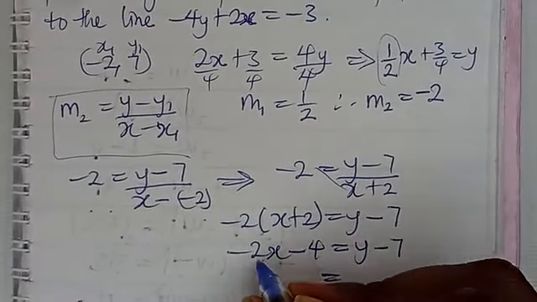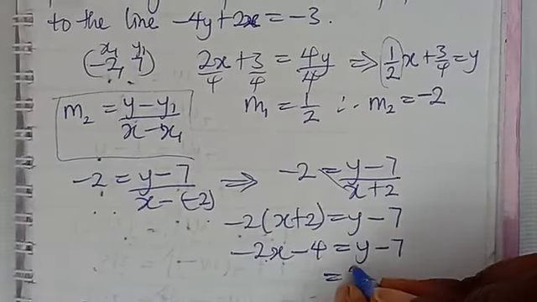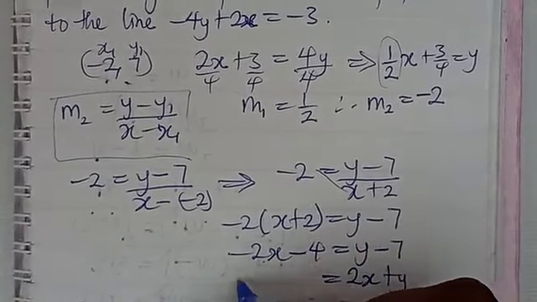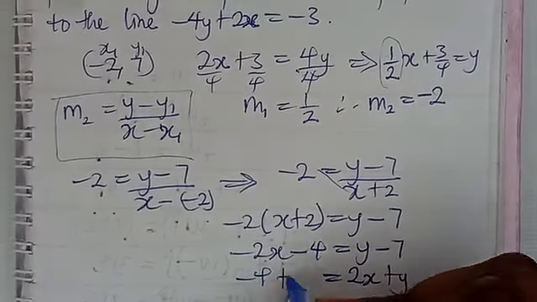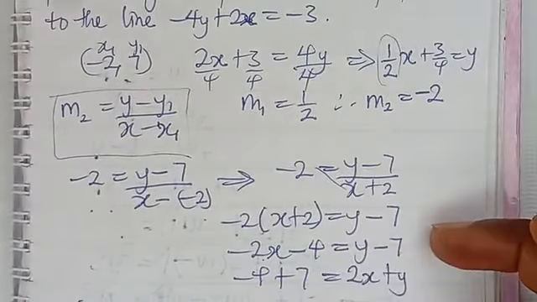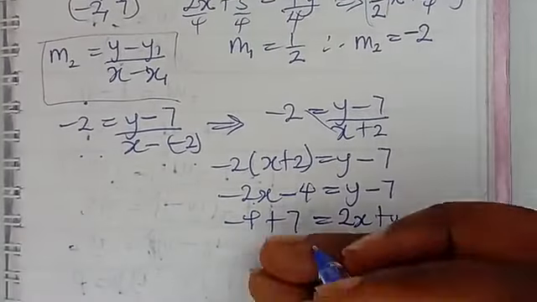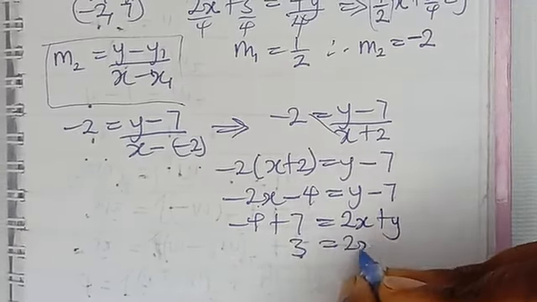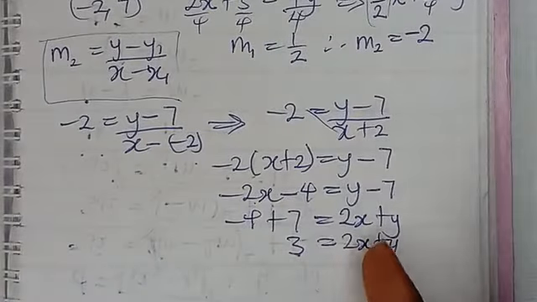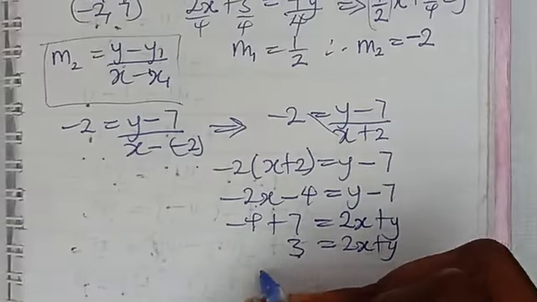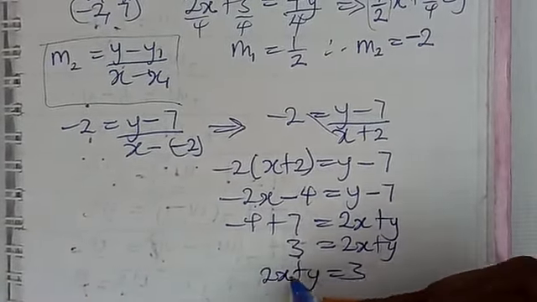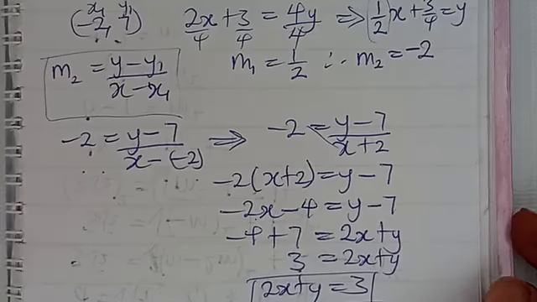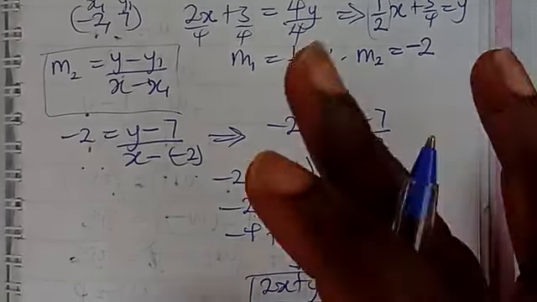So we are going to have minus 2x crossover to be a plus 2x. And then y is already positive on this side. Then on this side, we had negative 4. Minus 7 crosses over to be plus 7. I hope it's understood. So we now have minus 4 plus 7 is equal to 3. And then we have 2x plus y. So we can still have it this other way. So it starts with x. We have 2x plus y is equal to 3. So this is the line which is perpendicular to the original line and passes through the given point.